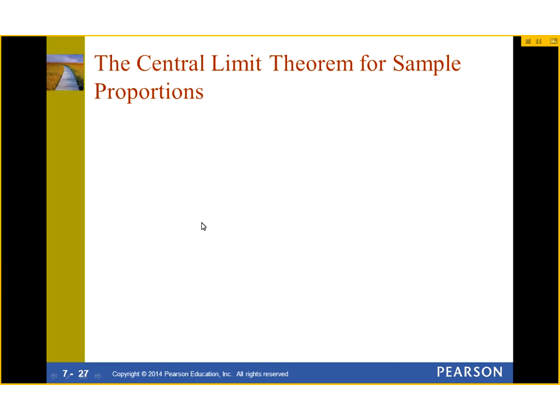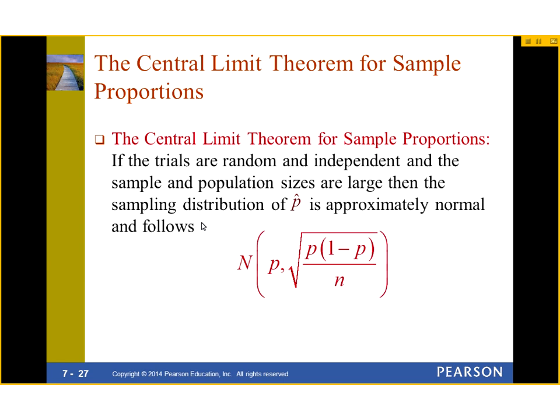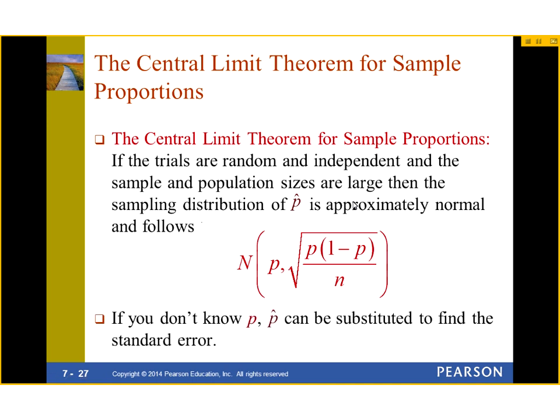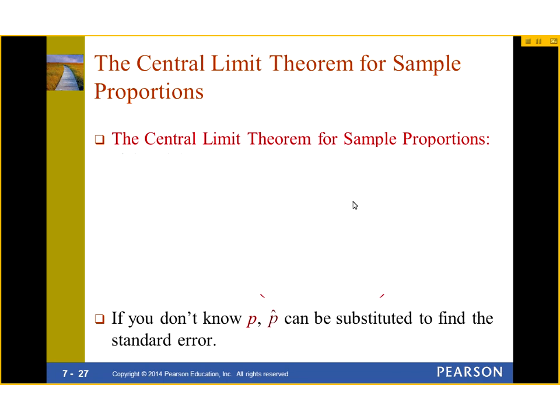Okay, so let's talk about the central limit theorem for sample proportions. When the trials are random and independent and the sample and population sizes are large, then the sampling distribution of P hat is approximately normal and follows N(P, the square root of P times 1 minus P over N). And your P is your mean, and the other is your standard error. Since we don't really know P, because we don't know what the population proportion is, we're going to use P hat.